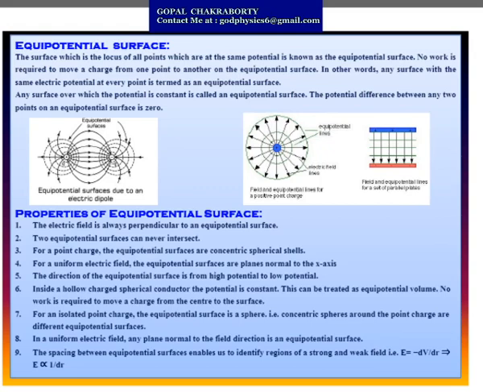The spacing between the equipotential surfaces enables us to identify regions of strong and weak field. As we know, E equals minus dV/dr, where E is the electric field, V is the scalar potential, and r is the position vector. So from there you can write E is proportional to 1/r. So the electrostatic field is inversely proportional to the displacement.